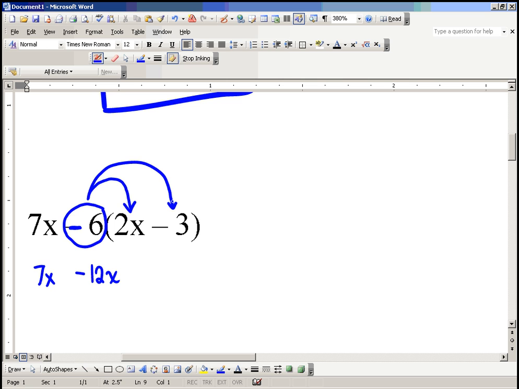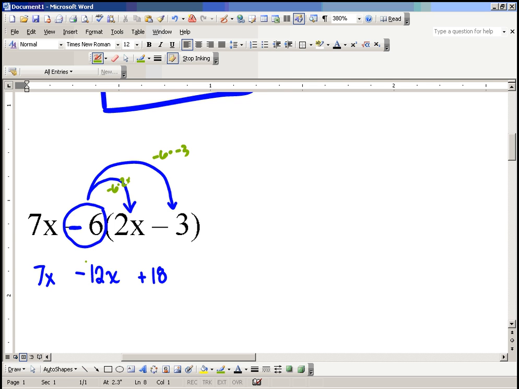And now look what I've got. I have +18. Now what did I do? Let's completely go back to exactly how we got this. We got -12x by -6 times 2x. That's how we got that. How do we get +18? -6 times -3. That's how we got +18.